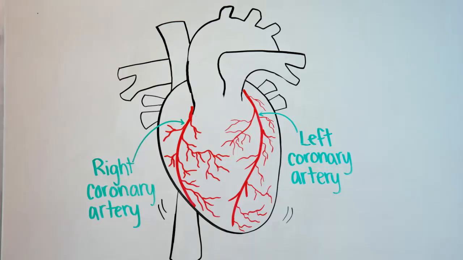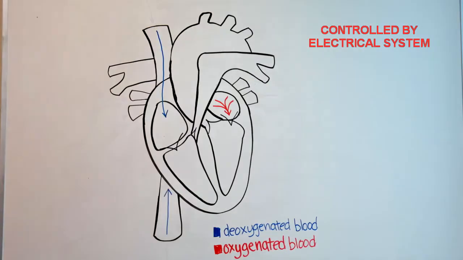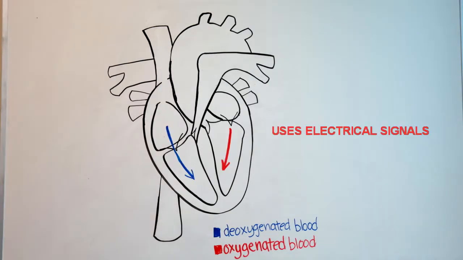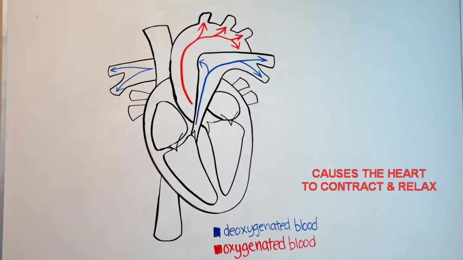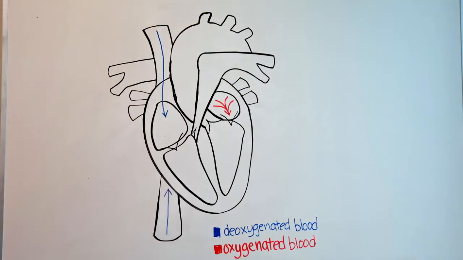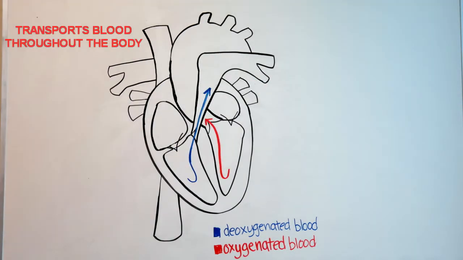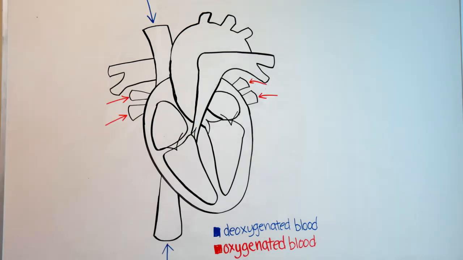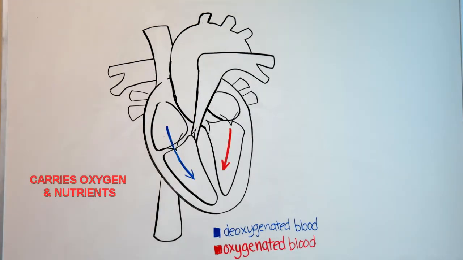This is your heart. It is the center of your cardiovascular system and pumps blood throughout your body via various blood vessels, such as veins and arteries. Your heart is controlled by an electrical system, which uses electrical signals to cause the heart to contract and relax. This pumping of your heart muscle transports blood to and from various areas in your body, carrying oxygen and nutrients you need for daily function.